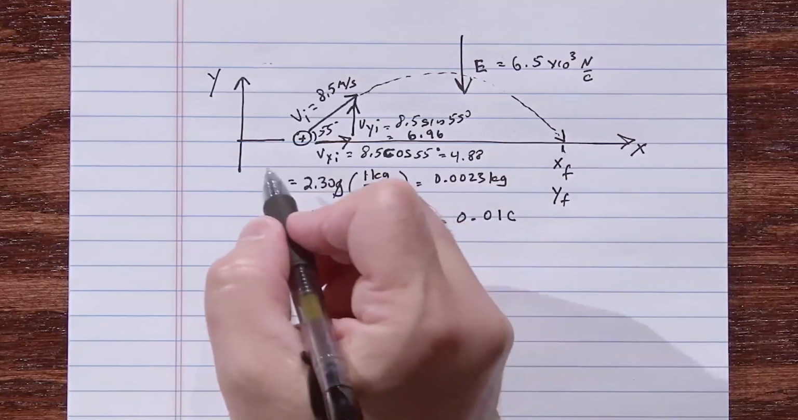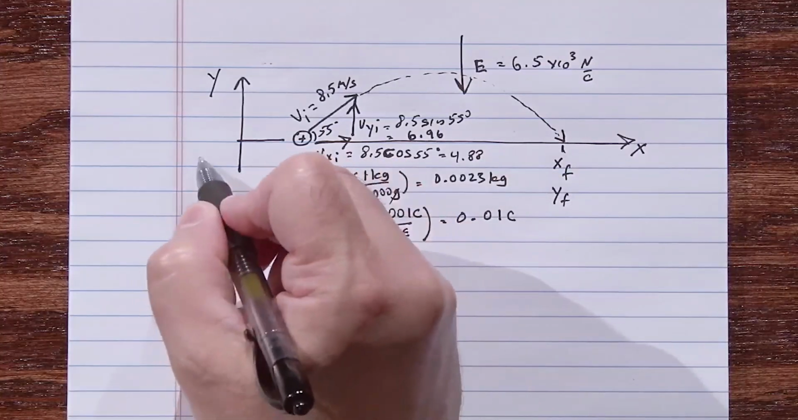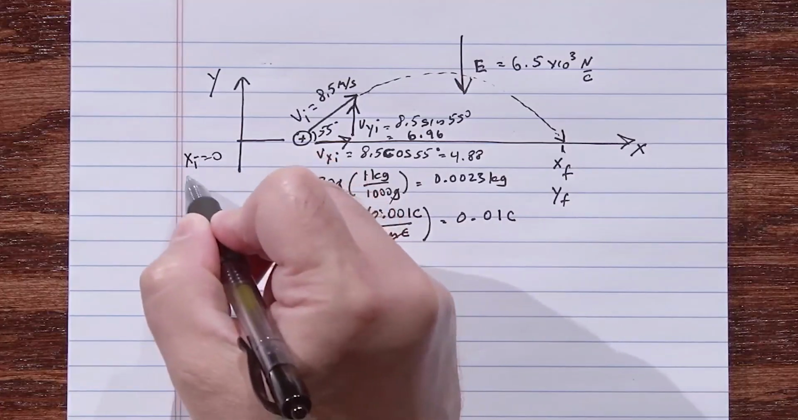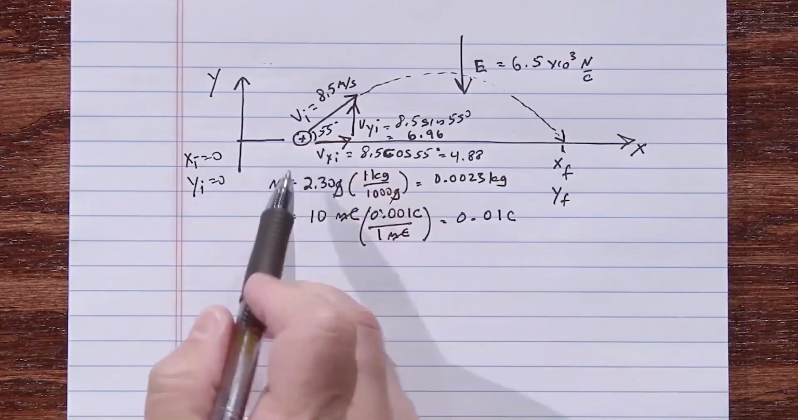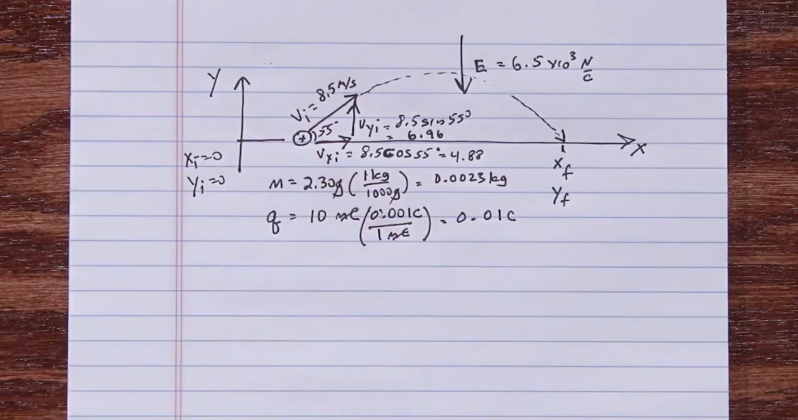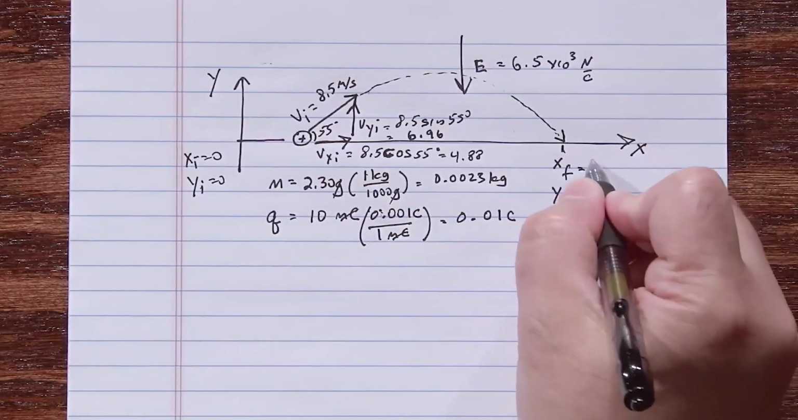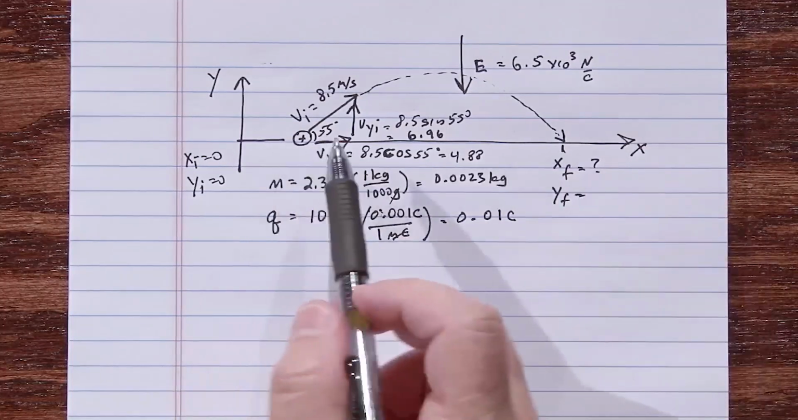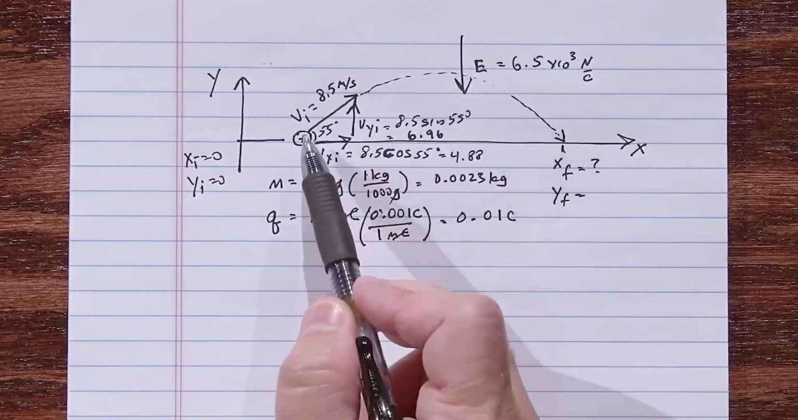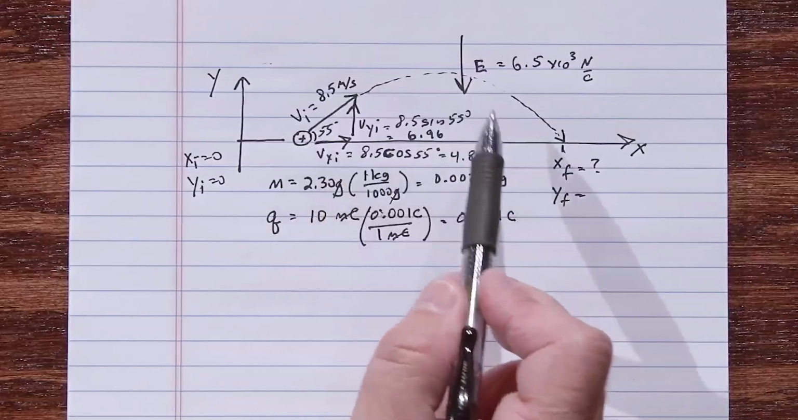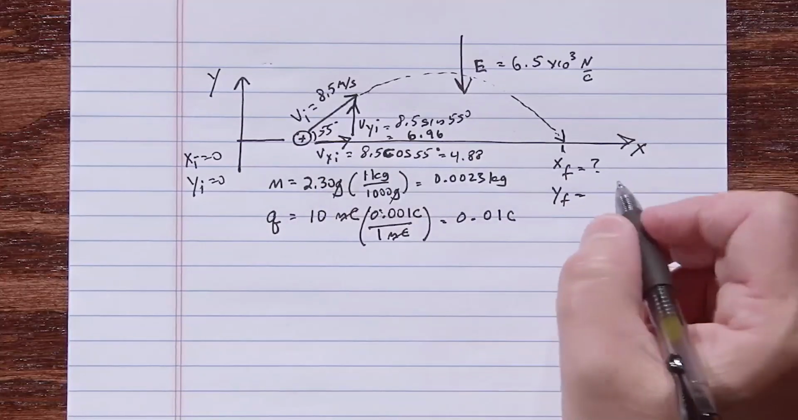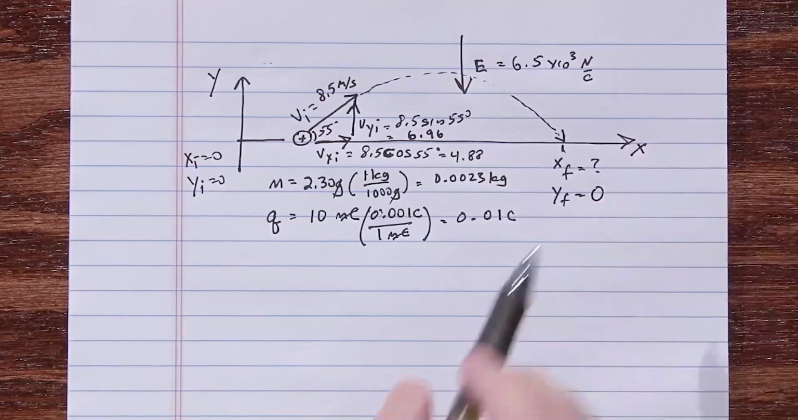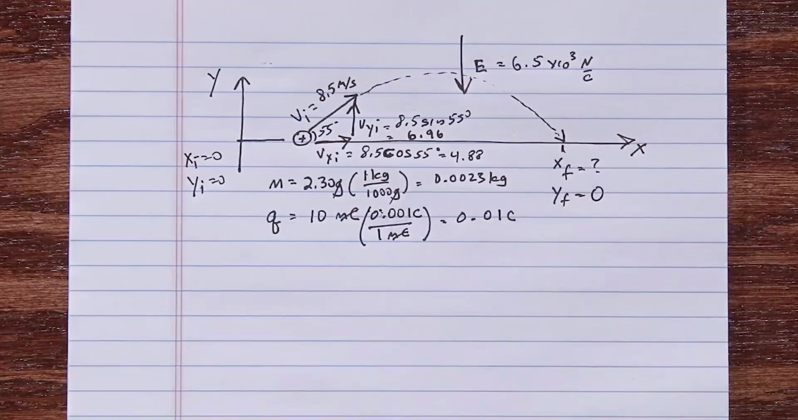Well, x final and y final depend on what x initial and y initial are. So we'll call x initial equal to 0 and y initial equal to 0. We'll make this starting point the origin. So x final, we don't know. That's what we're looking for. Y final, well, if the plate is y equal to 0 and the particle comes back to the plate, then we know that y final is equal to 0. And this x final is what we're looking for.